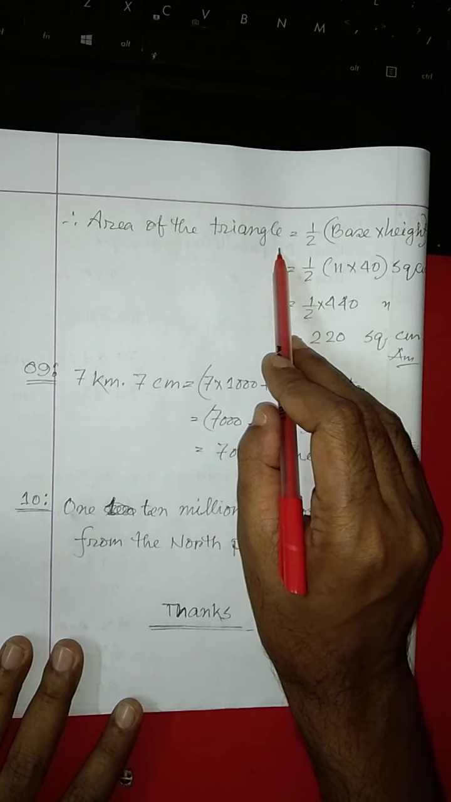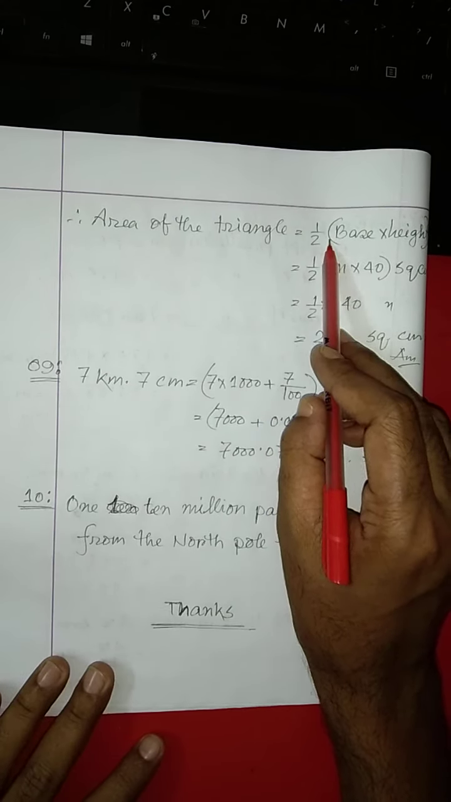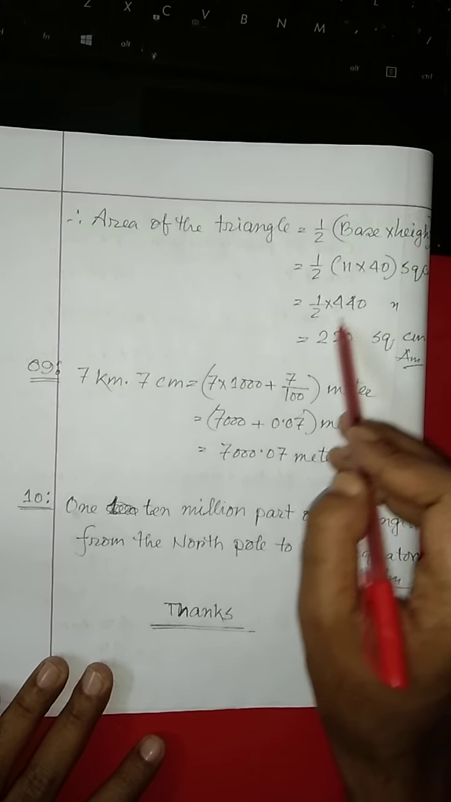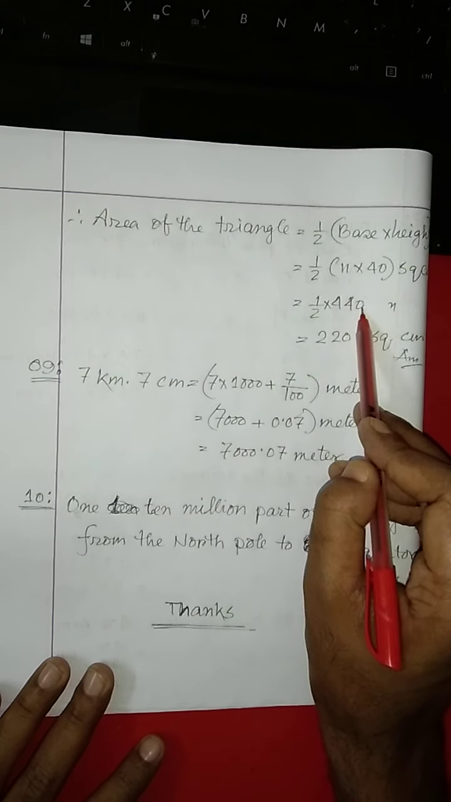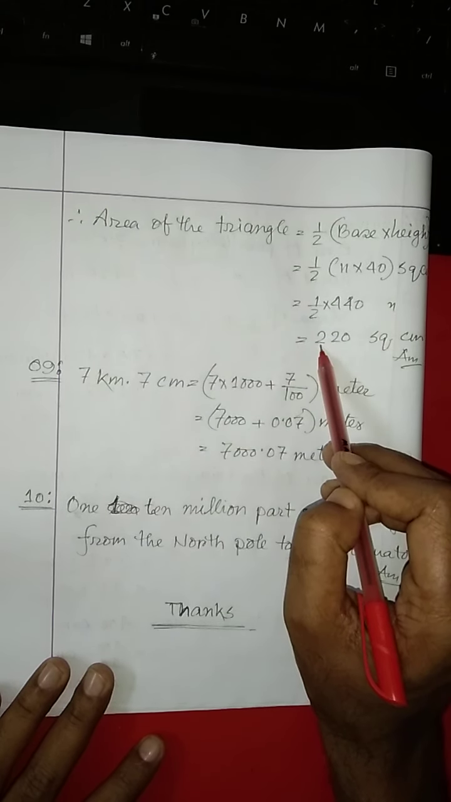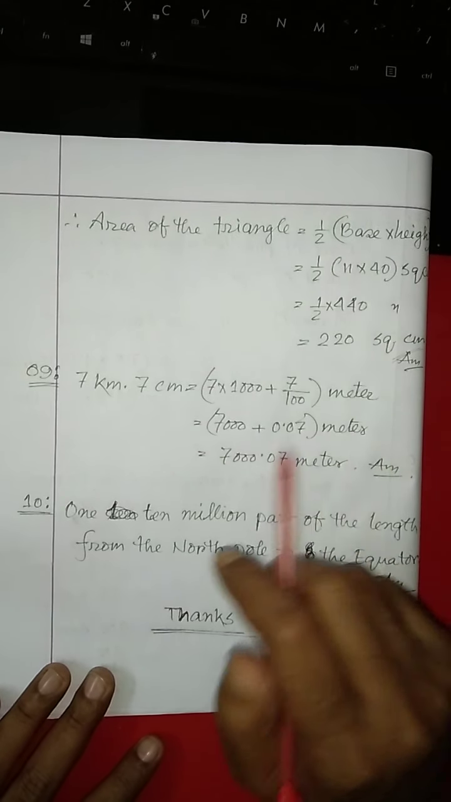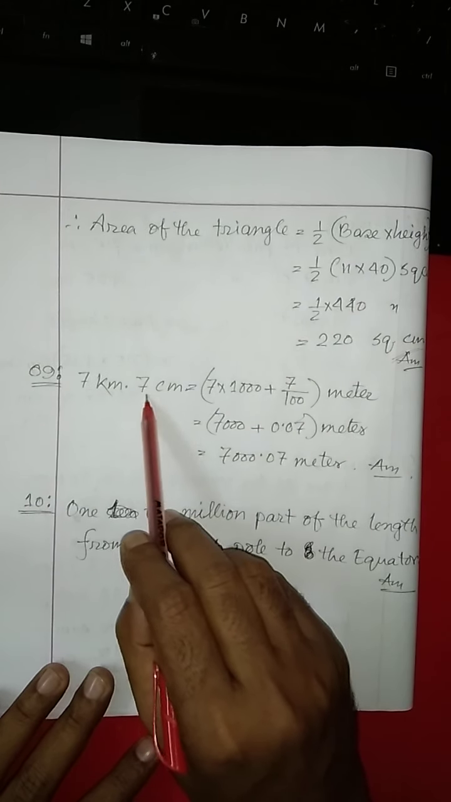Area of the triangle, we know the formula is half into base into height. So base is 11 and height is 40. So multiplying 11 into 40 is 440, and divided by 2 we get 220 square centimeters. And number 9, convert into meters, that is 7 kilometers 7 centimeters.